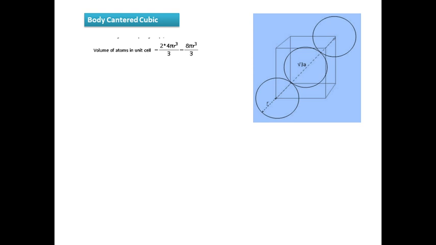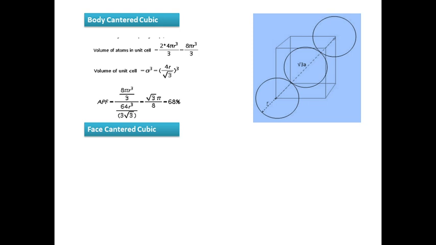Next comes body centered cubic structure. So here we have 2 atoms per unit cell, 2 into 4 by 3 pi r cube, and volume of unit cell a cube is equal to 4r divided by root 3 cube. If we take the ratio of these two, we will have 68% packing factor for BCC structure.